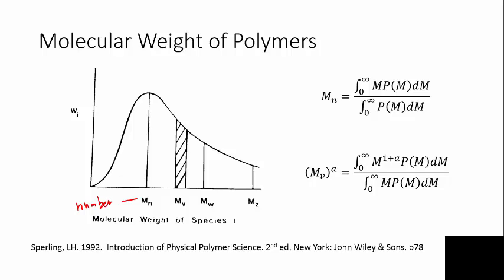M sub v would be the viscosity average molecular weight. M sub w would be the weighted average molecular weight, and M sub z is the z average. So, for example, the number average molecular weight you can get by this equation, where this P partition function is the molar mass distribution function.